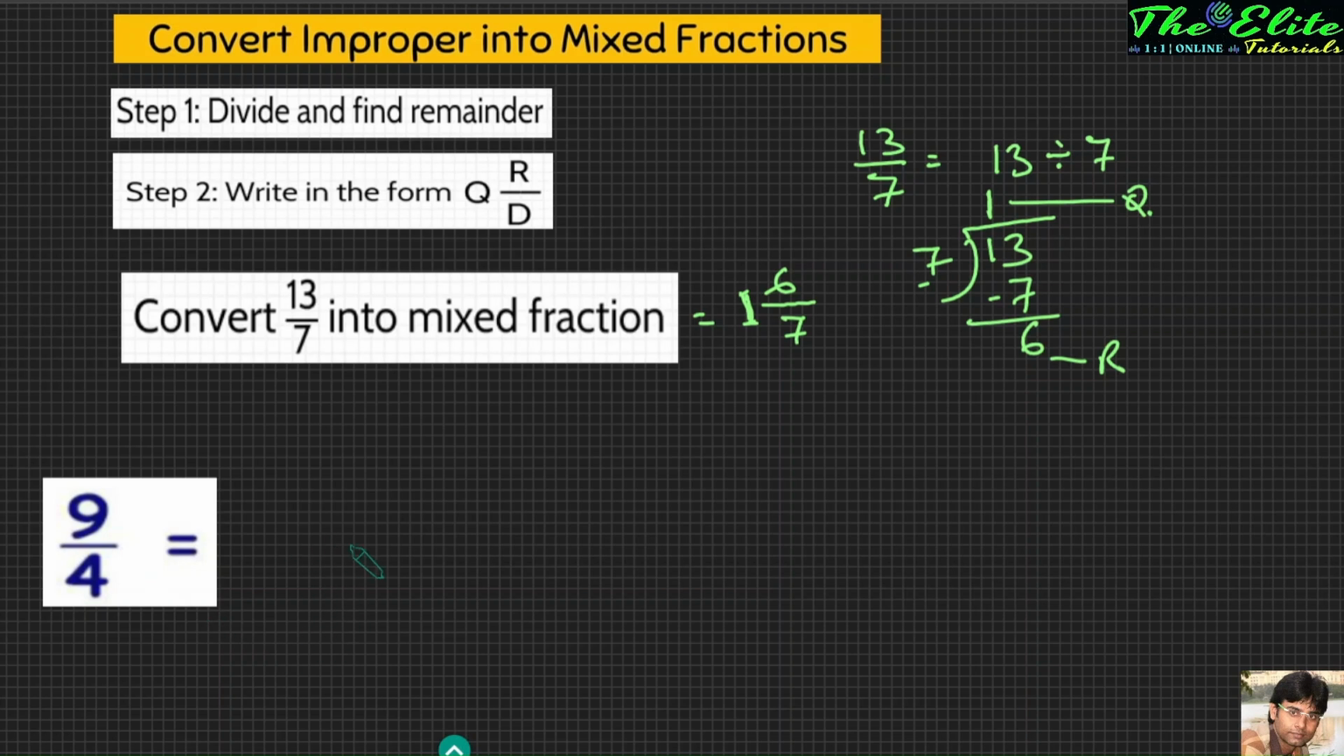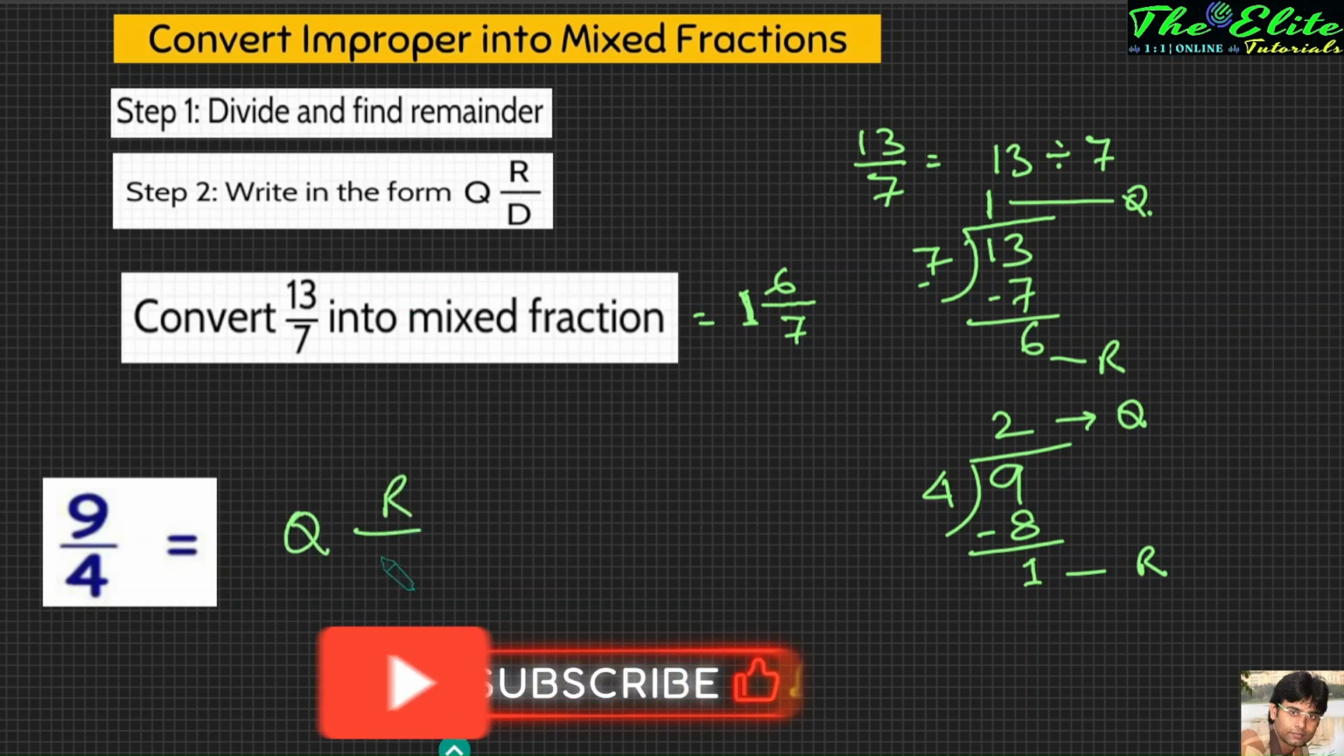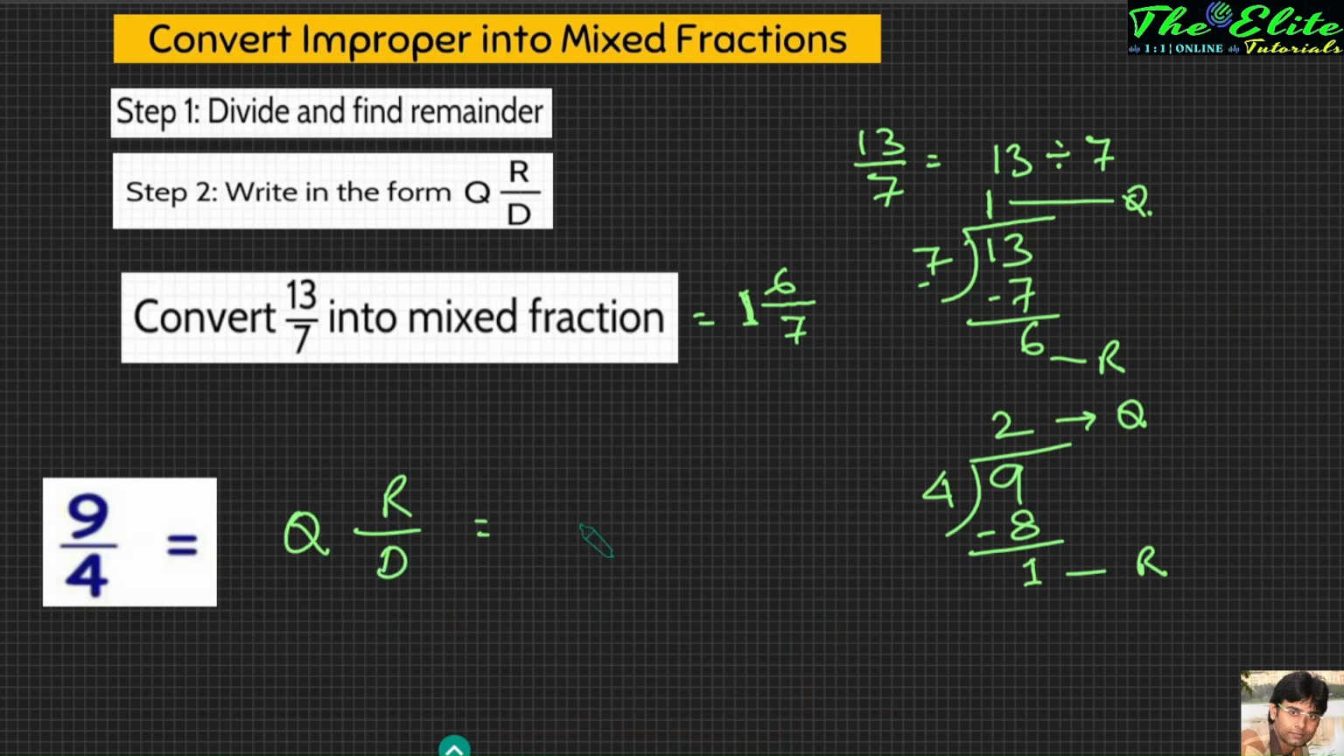Likewise, 9 over 4: 9 will be divided by 4. In the division method, we see what quotient and remainder come up. 4 times 2 gives you 8. If you subtract, you get 1, so the remainder is 1 and the quotient is 2. In the form of Q whole R over D, the Q is 2, and you write the remainder 1 over the divisor, that is the denominator. The denominator is always written here. This is your quotient and this is your remainder.